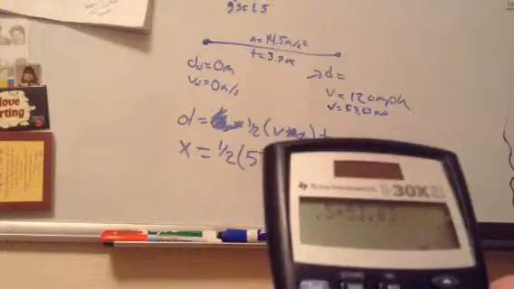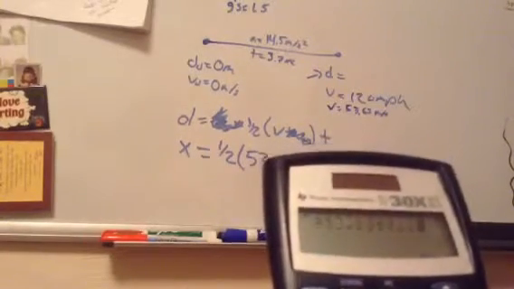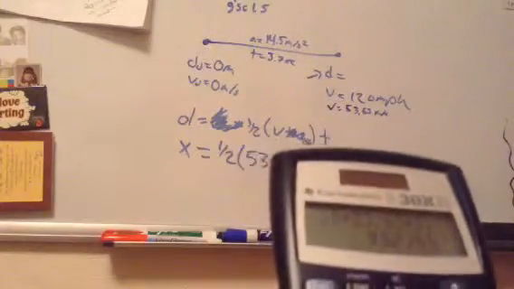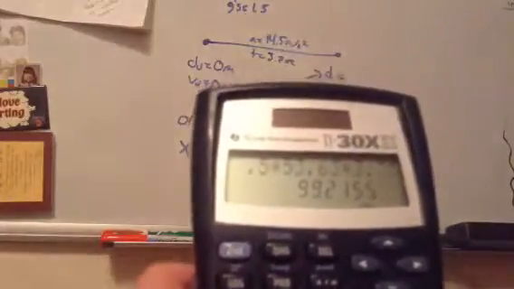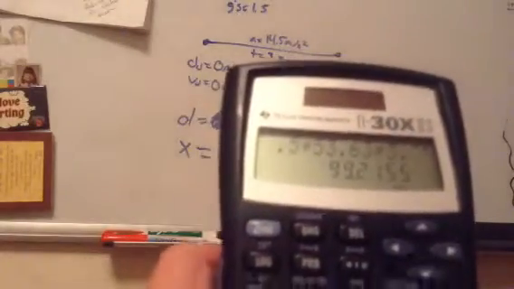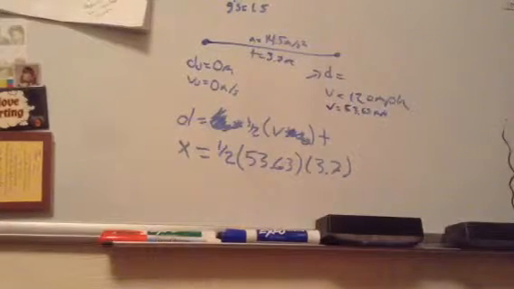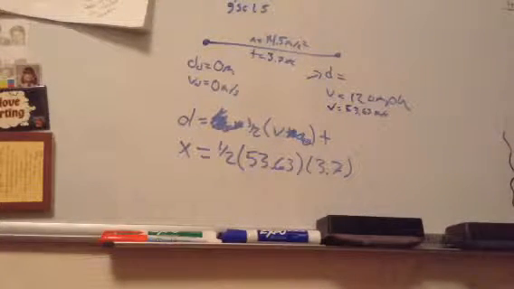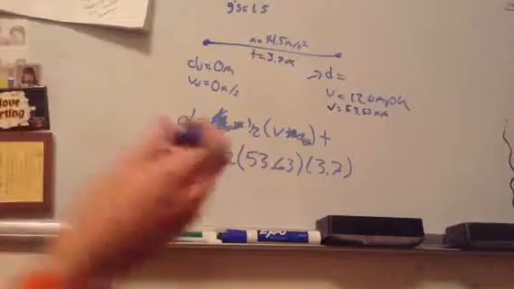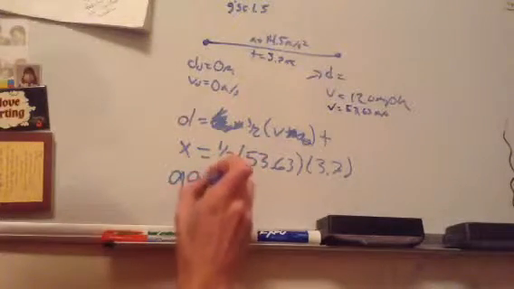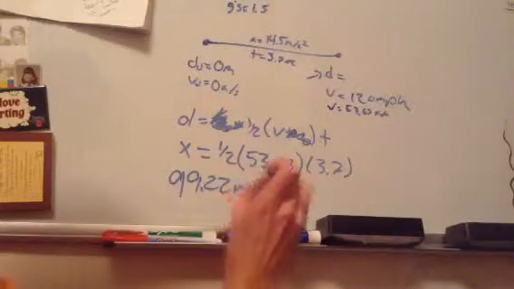times 3.7. And you're going to get 99. So you're going about 100 meters. Or for this case, I'm just going to say 99.22 meters. So the distance is 99.22 meters of the launch pad.